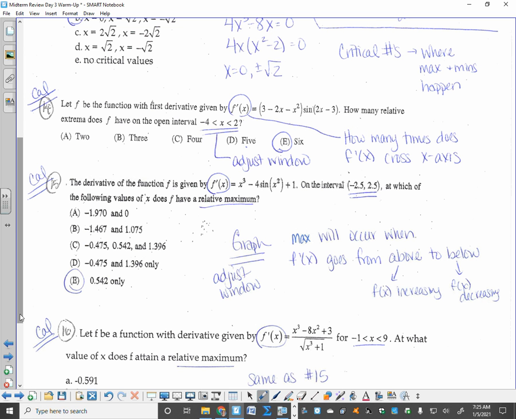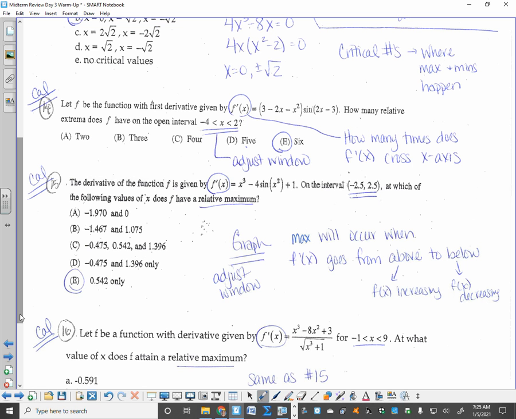But I do want to talk about how you know what you're looking for. So it says let f be the function with first derivative. How many relative extrema? So relative extrema is going to be where f prime equals 0. If you think about it, that makes sense.